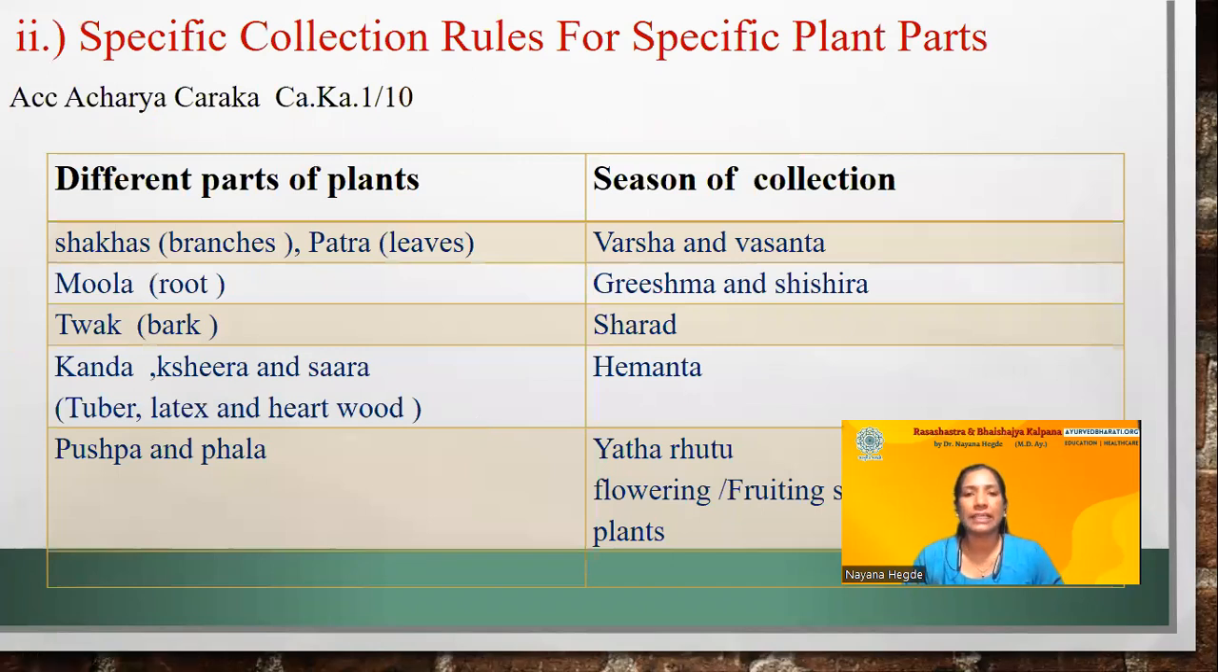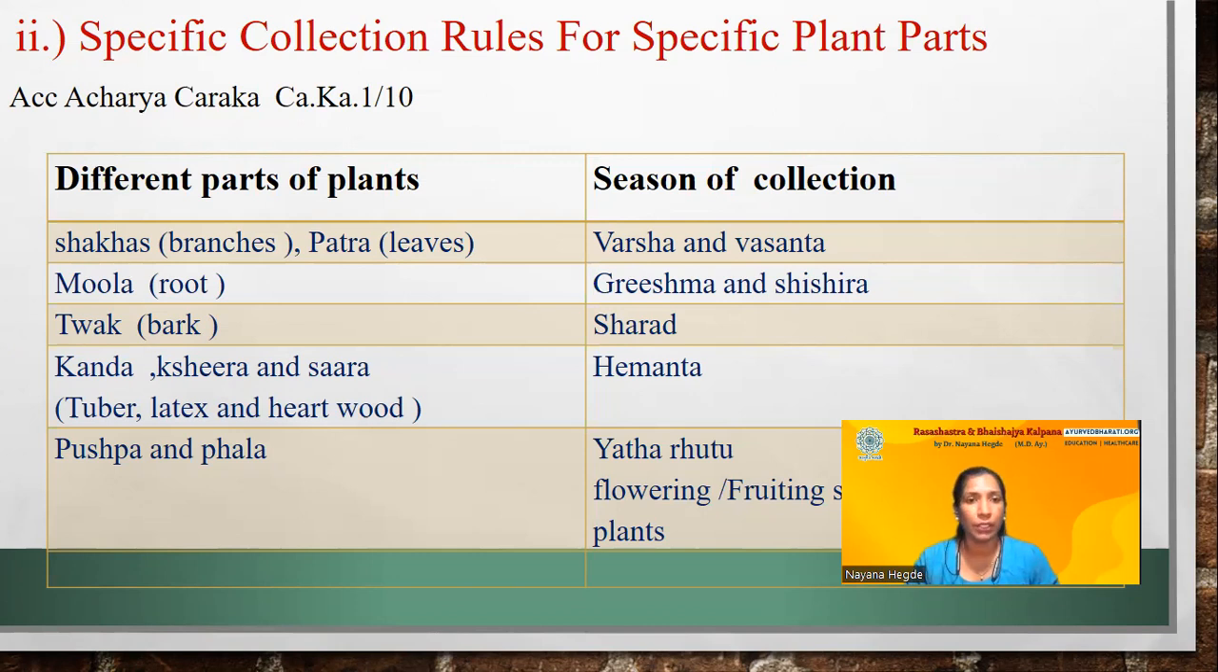Next is specific collection rules for specific plant parts. According to Acharya Charaka, a plant has different parts, like leaves, flowers, branches, bark, heartwood, roots. If we collect all these in a specific season or Rutu, then it is more beneficial for us. It will be more beneficial if we collect the different parts of a plant in the above mentioned Rutus.